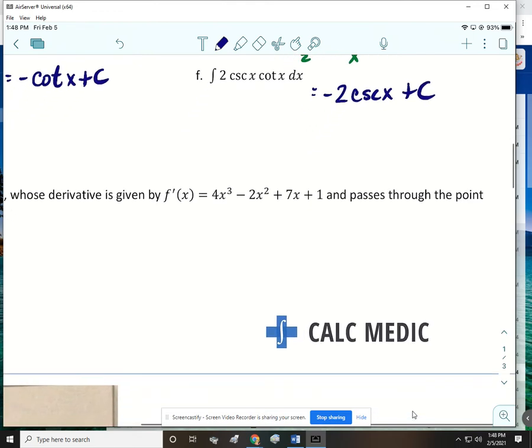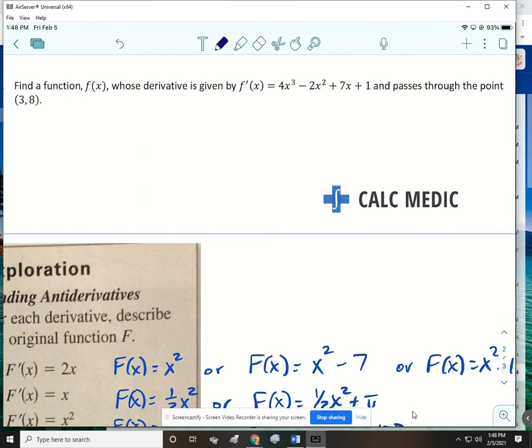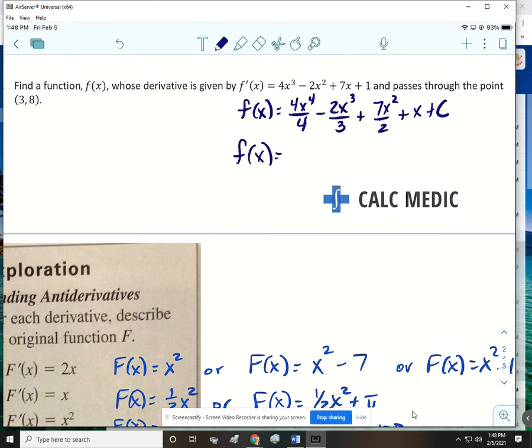All right, and then for this last one, we're going to find the function whose derivative is given by f prime of x equals 4x cubed minus 2x squared plus 7x plus 1, and passes through the point (3, 8). So we're going to start off and just do the antiderivative. That means I'm going to add 1 to the power, divide by my new power. Add 1 to the power, divide by my new power. Just keep doing that. And plus c at the end. Okay, and then I'll clean it up a little bit. There's not a lot to do, just basically divide 4 by 4.